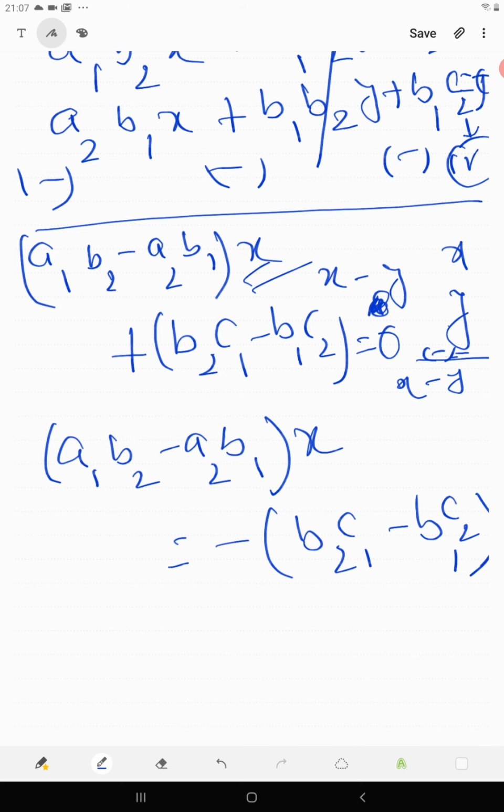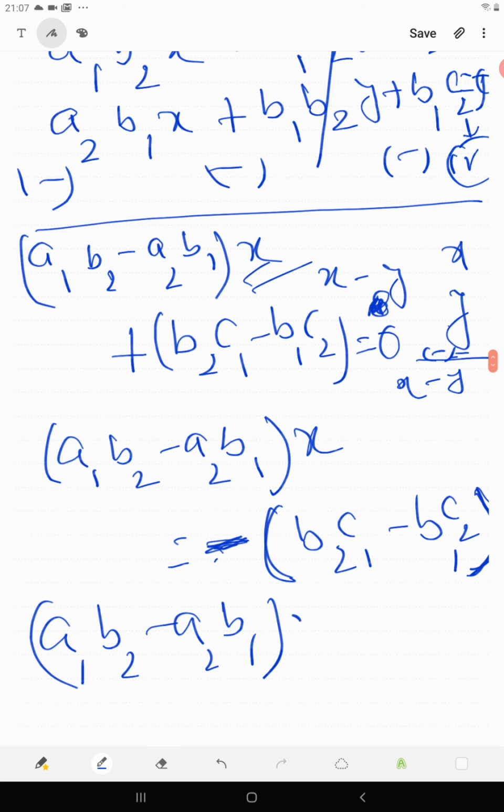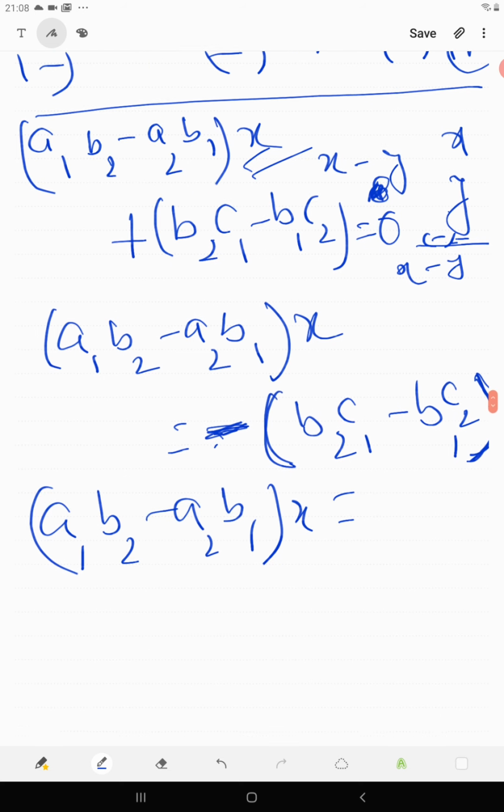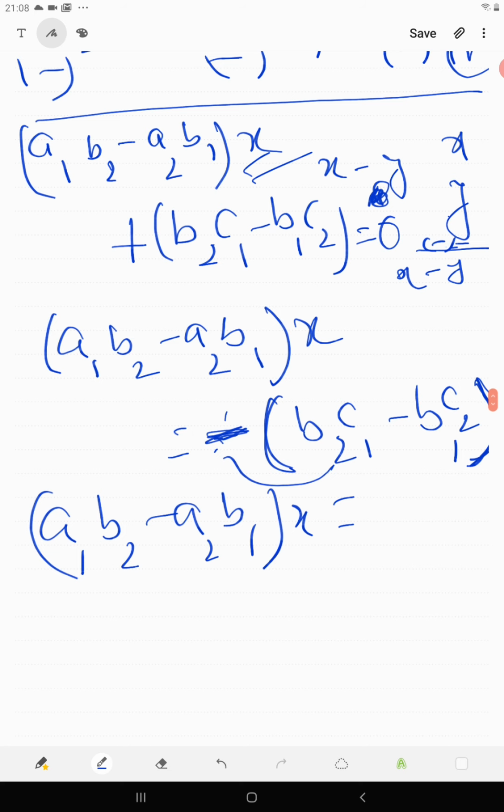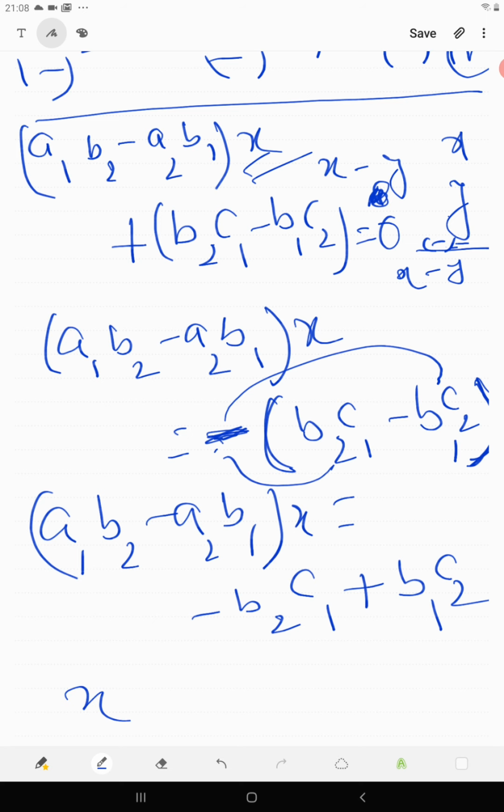So the bracket will remain the same, but the sign for the whole bracket got changed. So ultimately this will now change. I'll tell you how: (a1 b2 minus a2 b1) into x equals, now minus will be multiplied with this and minus will be multiplied with this. So it will give you minus b2 c1 plus b1 c2. Correct?